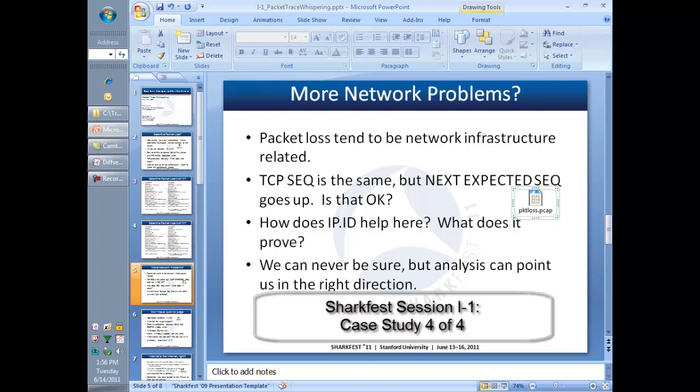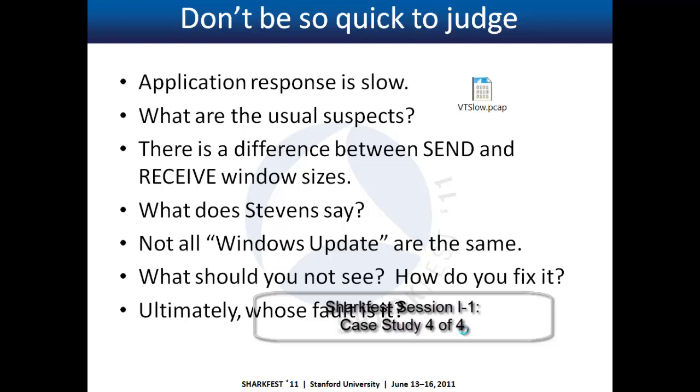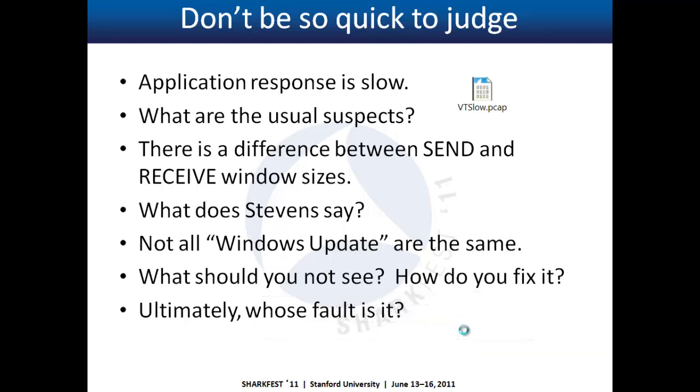So let's take a look at the next problem. Application is slow. We get this call day in and day out, right? Something is slow, the application is slow, it could be the network, it could be congestion, it could be a lot of things. So there are things that you can do with nothing but a packet trace to rule out certain things, okay? And your job in doing protocol analysis is to definitively rule out, and this is how I'm going to segue into Dr. McCann's presentation.